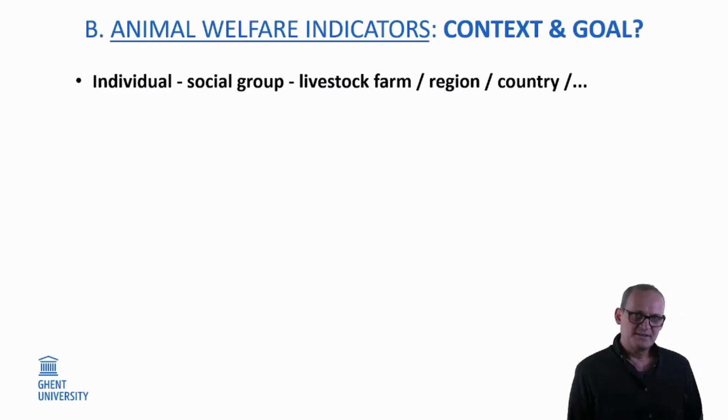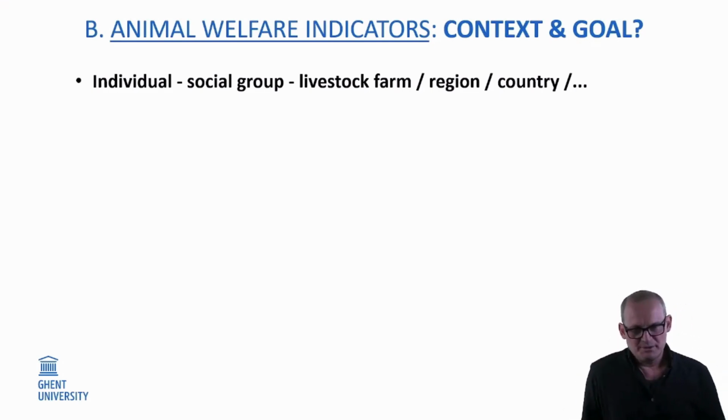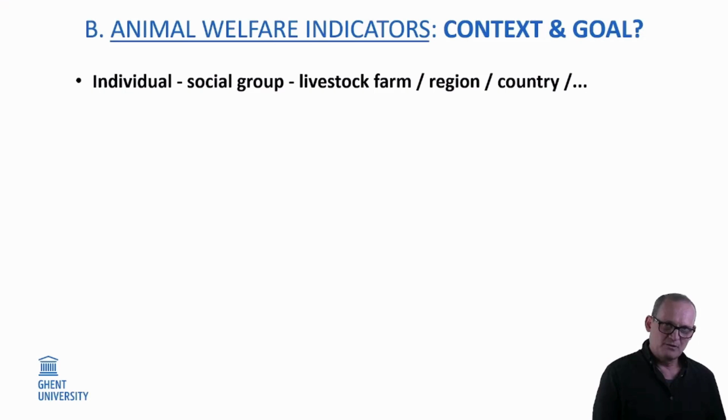Before we can decide which indicators we want to use if we want to assess animal welfare, we need to have more information about the context and the goal of the welfare assessment that we want to do. Questions that we need to ask are, for example, do we want to assess the welfare of this individual or of a certain social group, or the welfare of all the animals on a farm or a region or a country, and so on, because these will have a big influence, of course, on which are the good indicators you need to use.